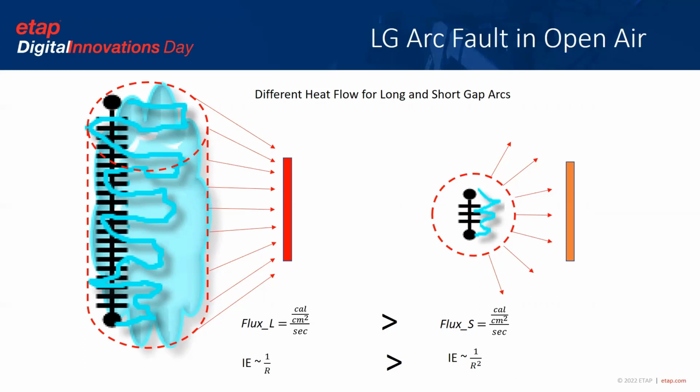The distance from the arc to the electrical worker in this slide is defined as the term R, essentially the distance between the worker and the arc. For long arcs, the incident energy versus distance relationship is approximately 1/R. The incident energy versus distance relationship of the IEEE 1584 open air models is approximately 1/R². So this essentially shows that the cylindrical shape will tend to transfer more heat towards the electrical worker.